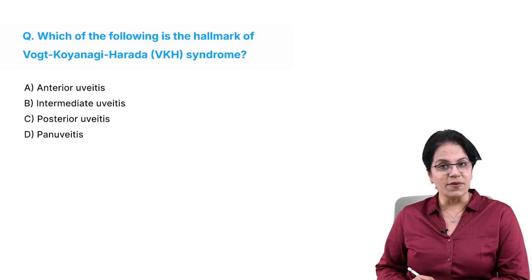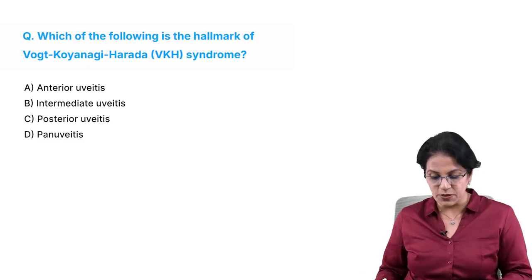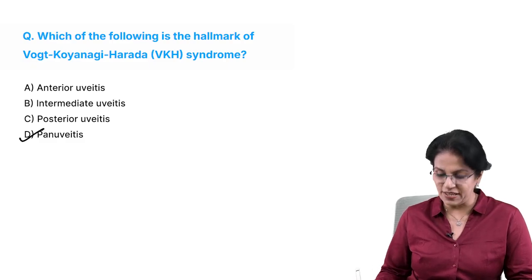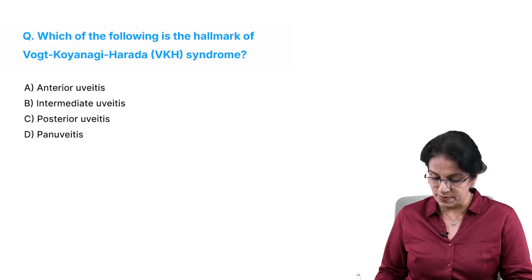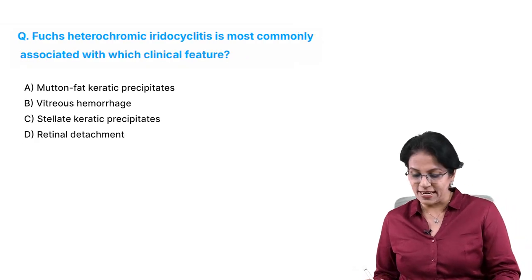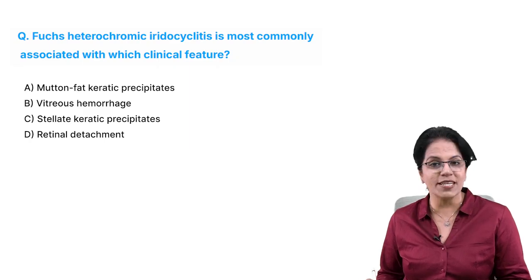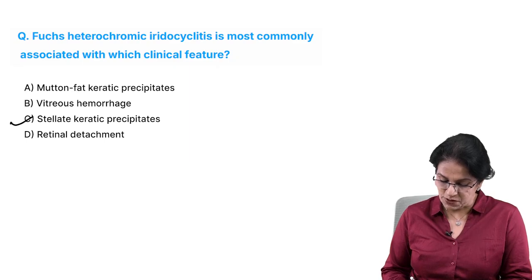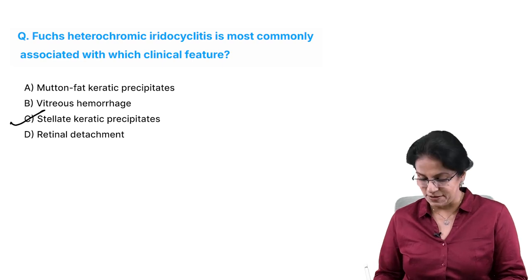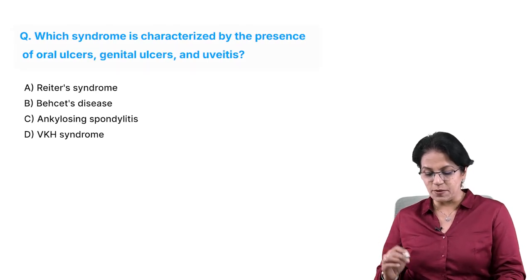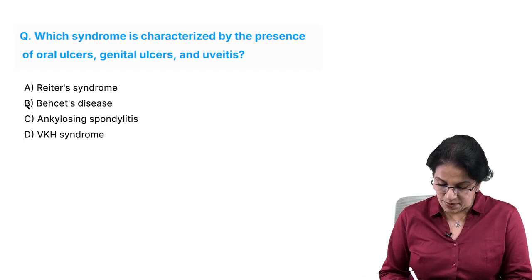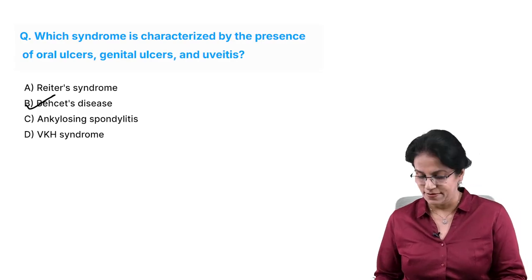Okay. We come to this one. Which type of uveitis is most commonly associated with sarcoidosis? So sarcoidosis is a panuveitis. Granulomatous pan. Fuchs heterochromic cyclitis is most commonly associated with which clinical feature? Mutton fat KPs, vitreous hemorrhage, stellate keratic precipitates, or retinal detachment. So we all know we are talking about stellate KPs. Which syndrome is characterized by presence of oral ulcers, genital ulcers, and uveitis? We all know we are talking about Behçet's disease, right?